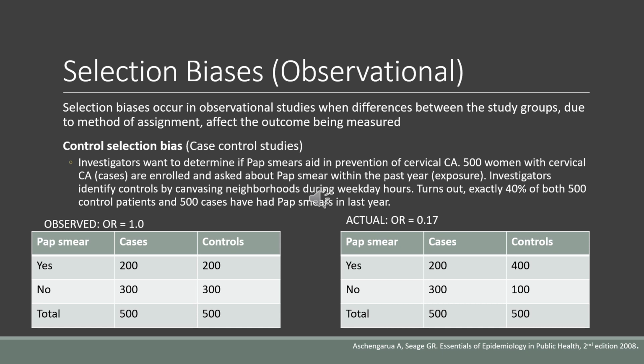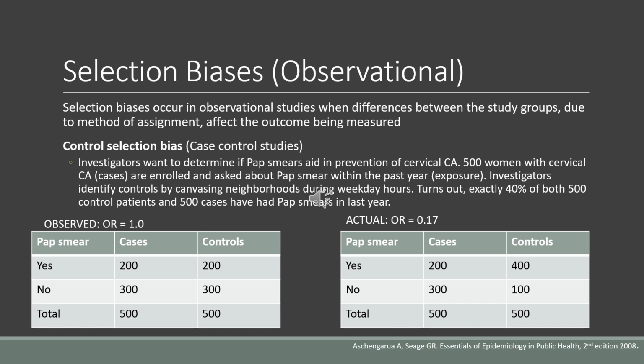So when you go to conduct your odds ratio, you'll find that the odds ratio is 1.0. The exposure rates were exactly the same, and the outcome rates were exactly the same. So the odds ratio is 1.0, indicating no risk or no benefit of pap smears.